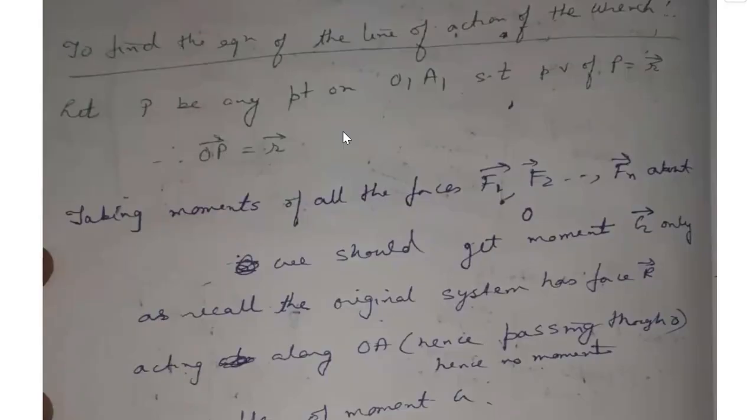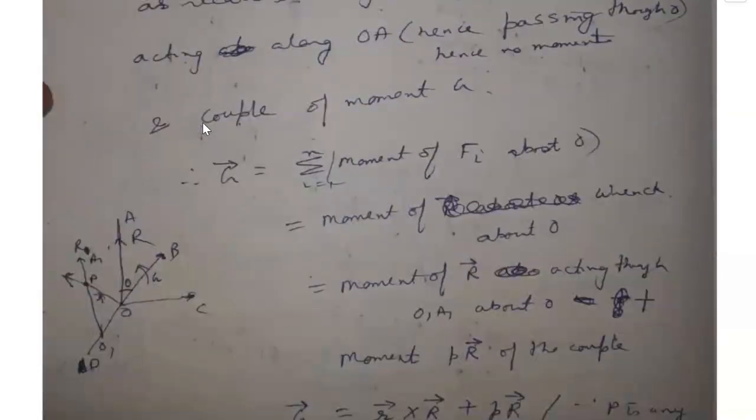As we do usually, any line whose equation you are trying to find out, take any point over it, any point position. Okay. And then you try to frame an equation involving this R, obviously involving the conditions given. Then that will be giving you the locus of the point's movement on that line. That means you will be getting the equation of the line. Okay. So I start with that usual strategy. Let P be any point on O1A1, such that the position vector of P is equal to R. So OP equals R.